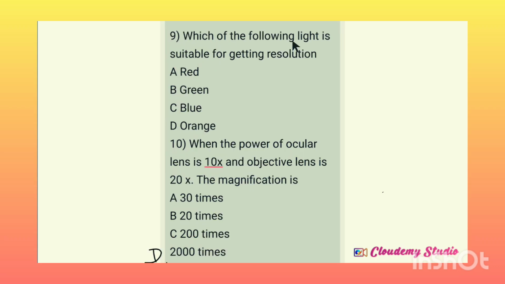Next question, which of the following light is suitable for getting the best resolution? A option red, B green, C blue, D orange. The resolution of a compound microscope depends on the wavelength of light used and the numerical aperture of the lens system. The shorter the wavelength, the more will be the resolution.